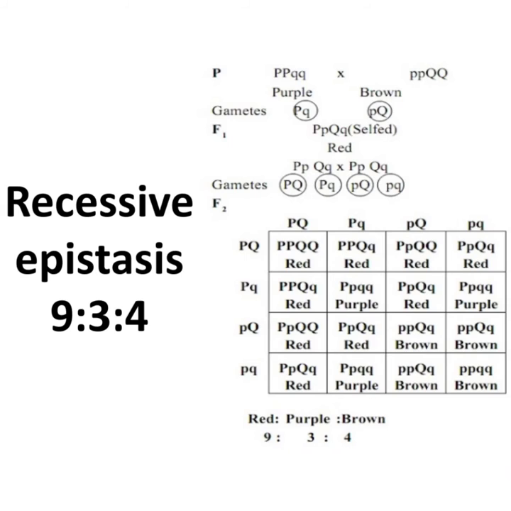Here in this image, you can see the checkerboard table where the purple and the brown are crossed. The purple has the parent genotype capital P, small q, and the brown has small p, capital Q. The F1 generation obtained is red color, with genotype capital P, capital Q. When it is selfed, the gametes obtained are capital P capital Q, capital P small q, small p capital Q, and small p small q. When they are put in a checkerboard, the ratio obtained is 9:3:4, whereas in phenotype, 9 is red, 3 is purple, and 4 is brown.